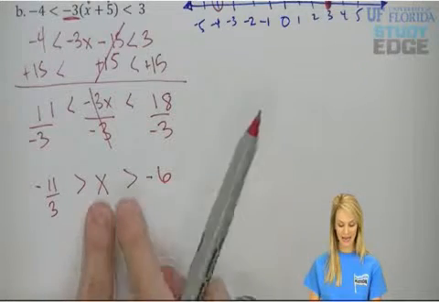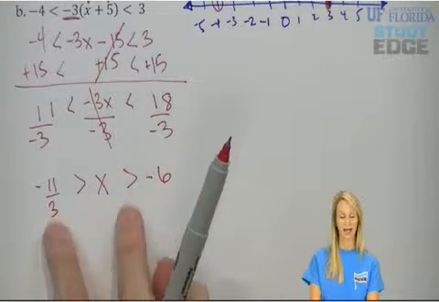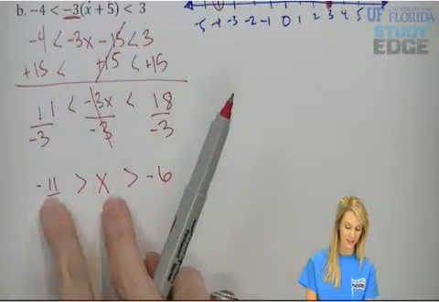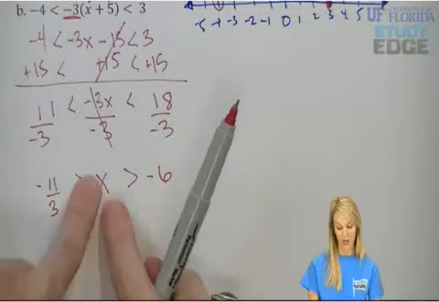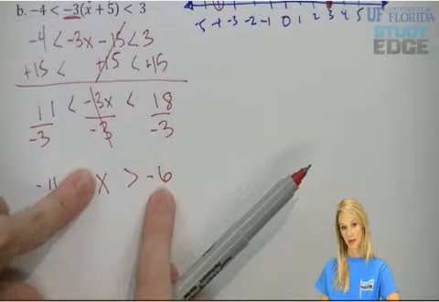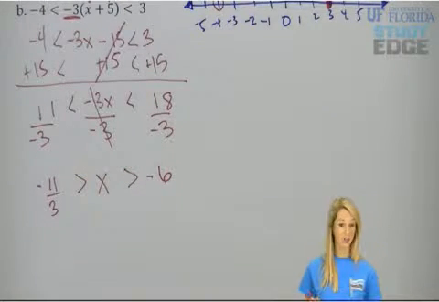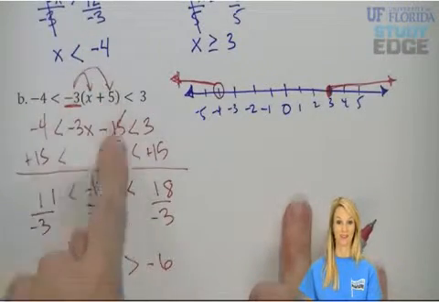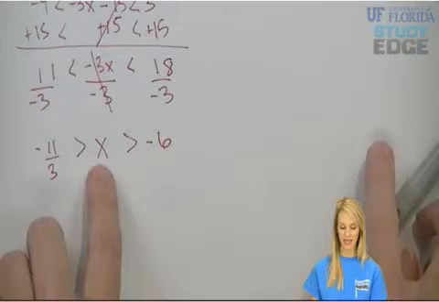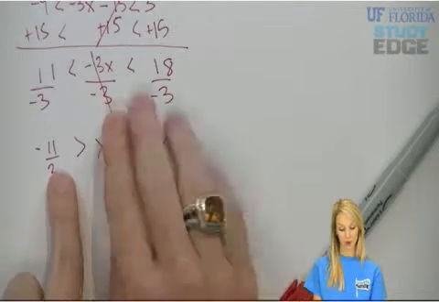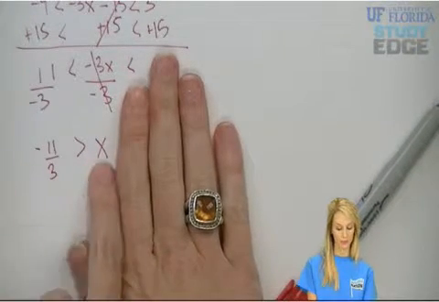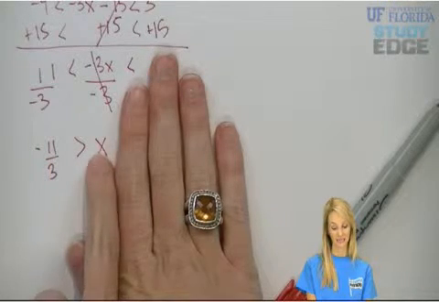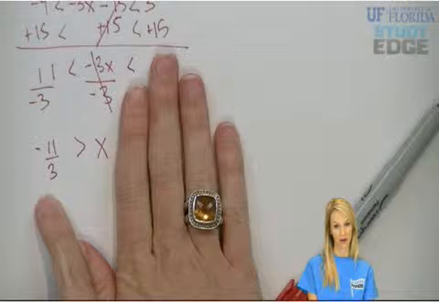So we're saying, all right, x is between negative 6 and negative 11 thirds. So x is less than negative 11 over 3, but x is greater than negative 6. I don't like to write a compound inequality like that. I always like to have it in the direction with all of my less than signs. Just read this: you're saying that negative 11 over 3 is greater than x. X is less than negative 11 over 3.